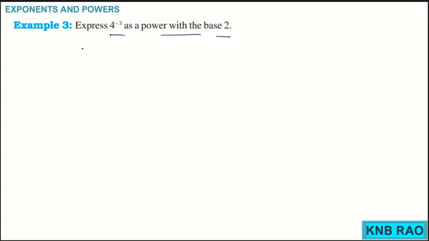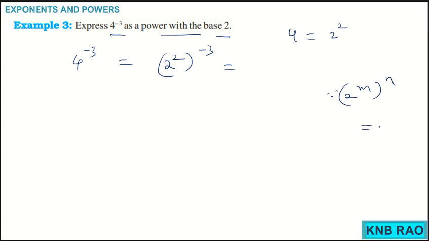Coming to example number 3, express 4 power minus 3 as a power with the base 2. See children, 4 power minus 3 is nothing but, where 4 is 2 square, I am substituting 2 square instead of 4, whole power minus 3. Now using the law a power m whole power n as a power m into n, this becomes 2 power 2 into minus 3, where 2 power minus 6 is the answer.